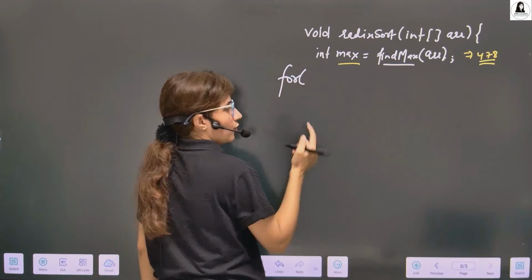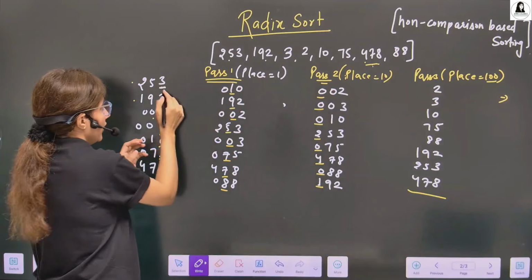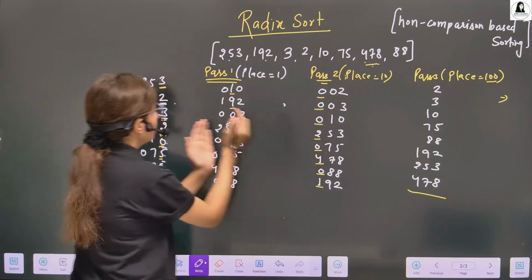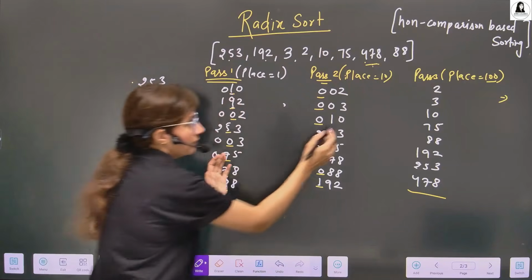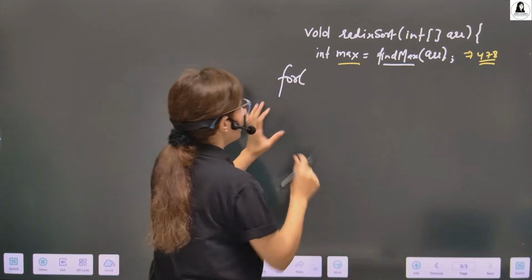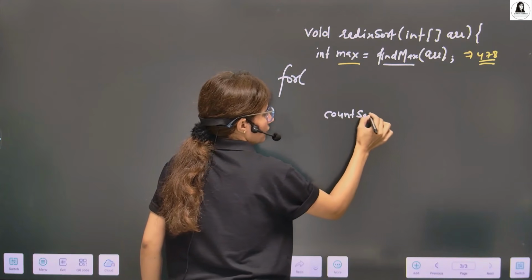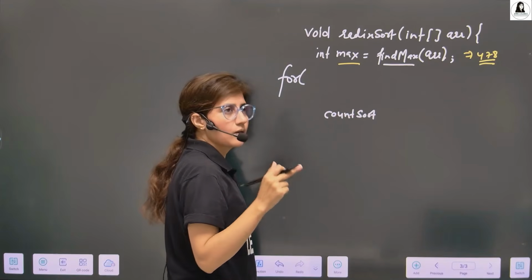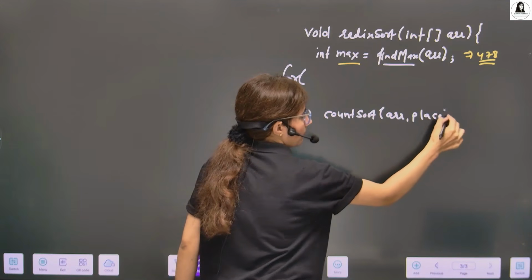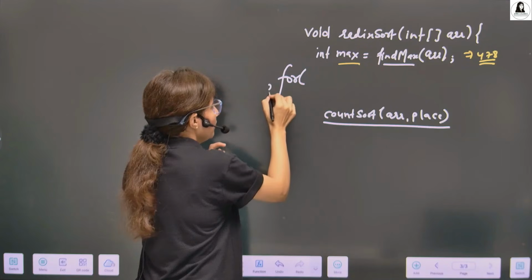For the first pass we are dealing with this digit, so internally we are calling counting sort. Then for the second pass, for this digit, we are calling counting sort. Then for this one we are calling counting sort. Yes, for all 3 passes. So let's write a loop, and within this loop we call counting sort, passing the array as well as the place value.